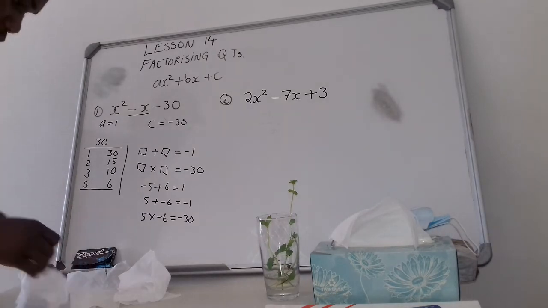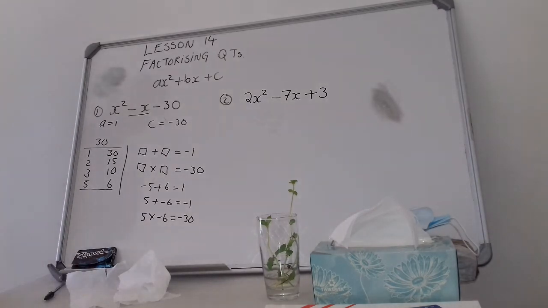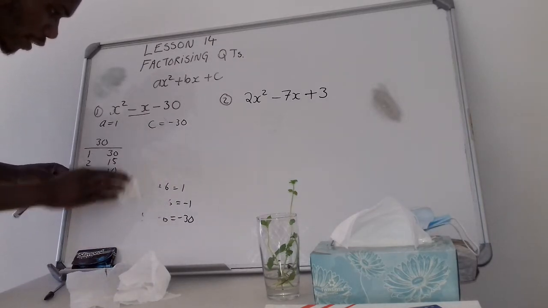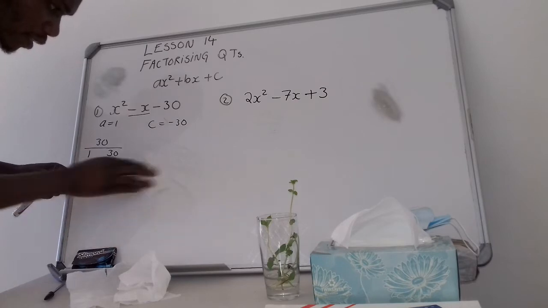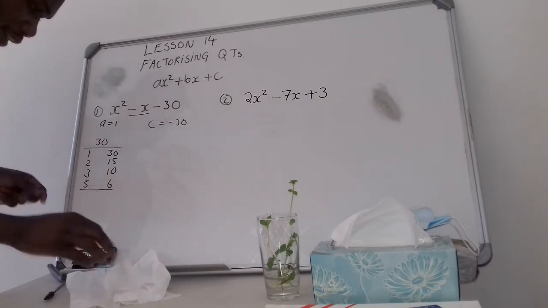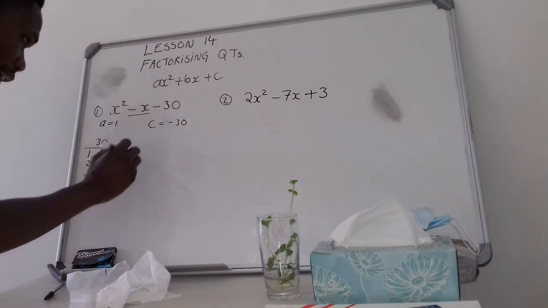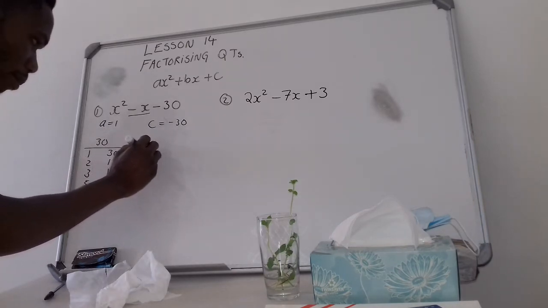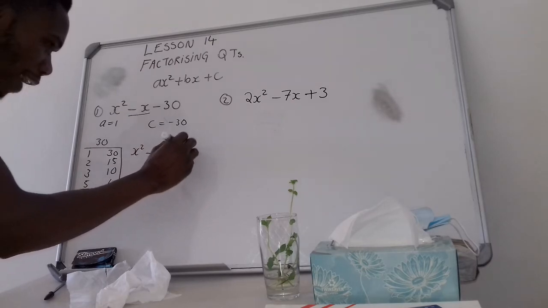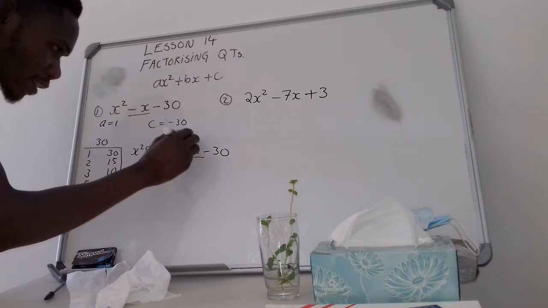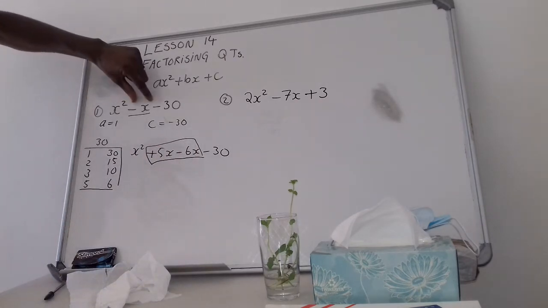So what we are going to do now is replace this negative 1x with plus 5x and minus 6x. The moment we replace that, we're going to have 4 terms, and then we're going to factorize by grouping. So this is what we have now: x squared plus 5x minus 6x minus 30. As you can see, if you simplify this, that will give you just minus x.